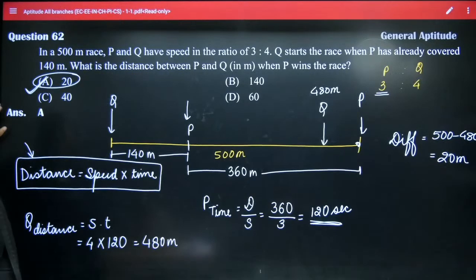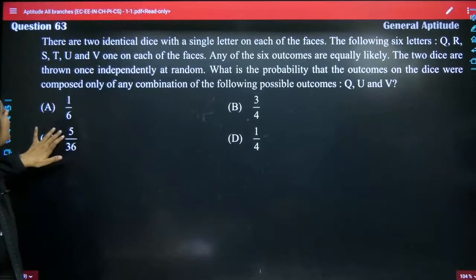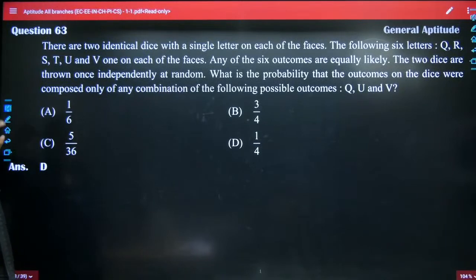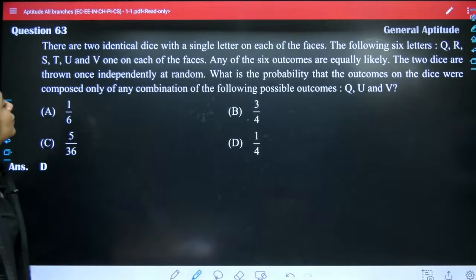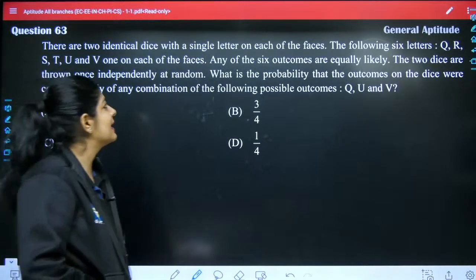Now let's move to the next question which we have. Okay, here we have a question from the concept of probability. Let's see what the question was. There are two identical dice. Here we have two dice.